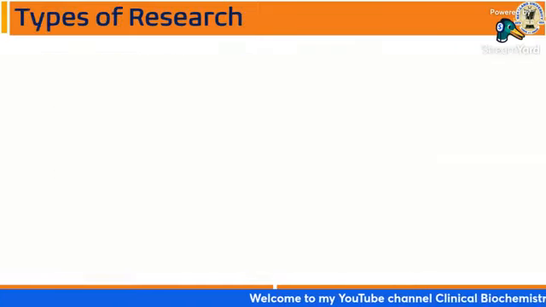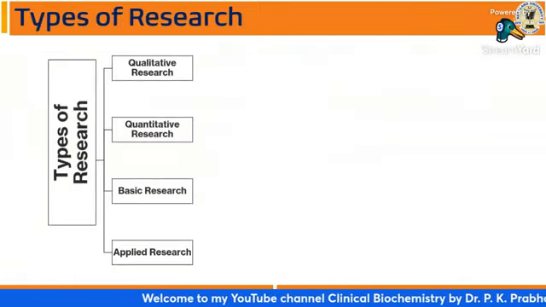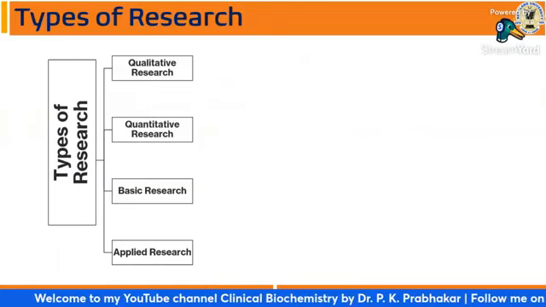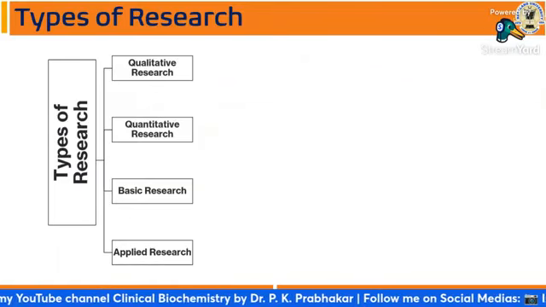Overall, these are the four different types of research. We have qualitative, quantitative, basic, and applied research. One by one we will see.